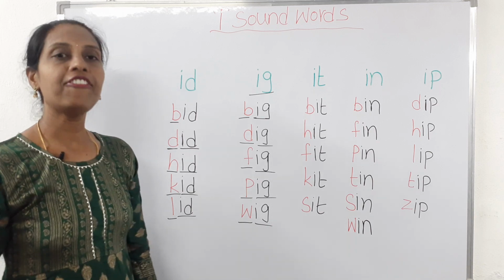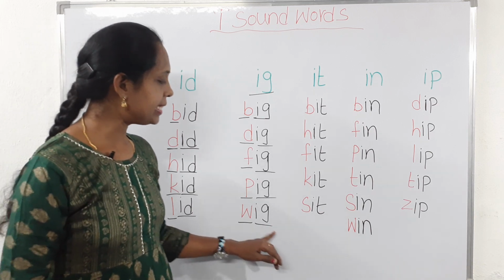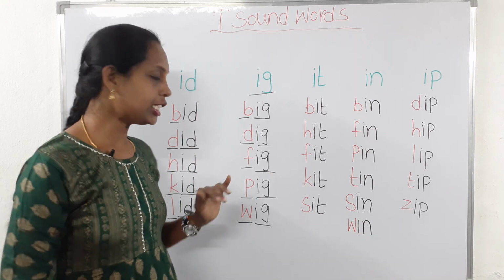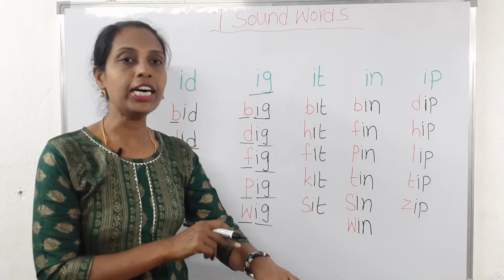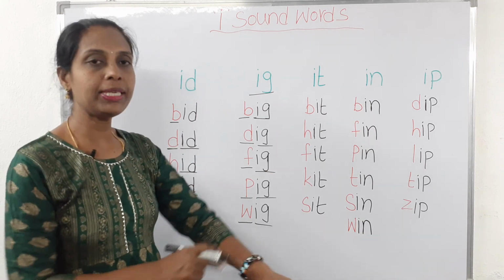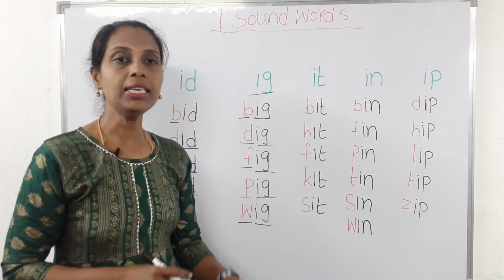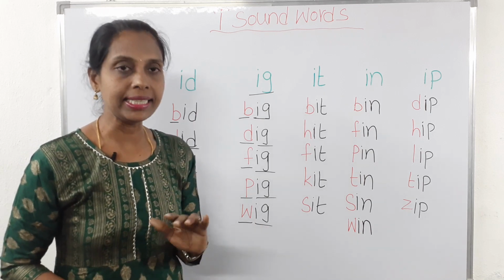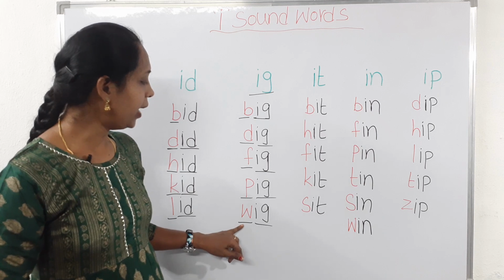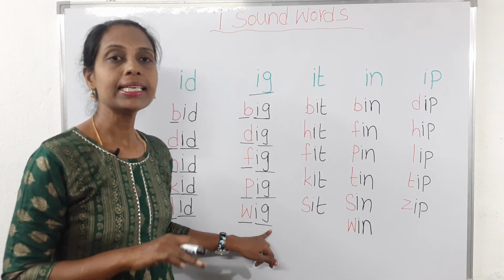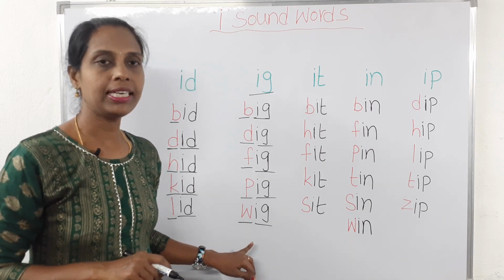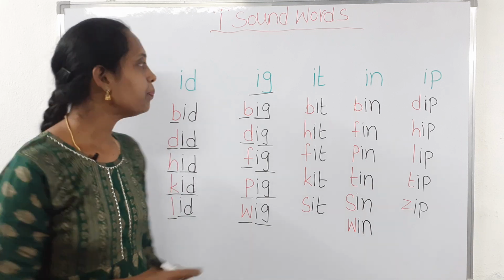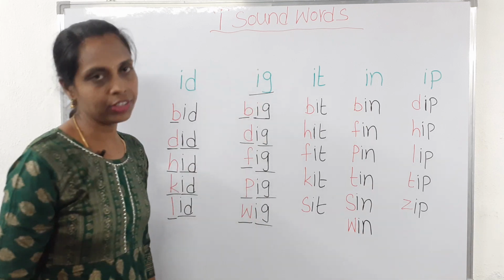W-I-G, wig. What is the sound of W? W. W-E-G, wig. W-I-G, wig. All these are ig words.